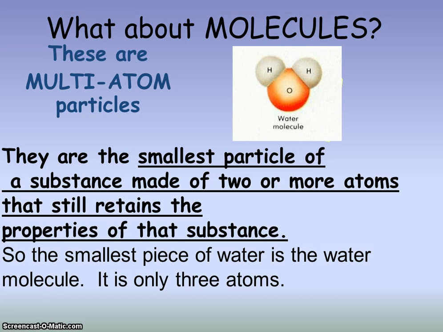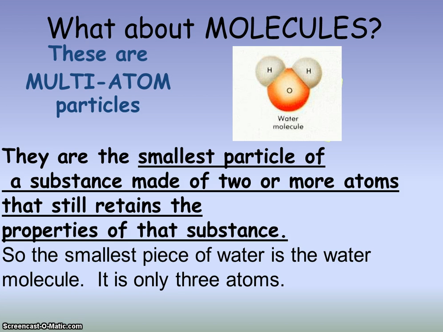So when you're talking about different substances, maybe we're talking about water, maybe we're talking about salt, maybe anything, a molecule is the smallest particle of any substance that's made up of 2 or more atoms. So a substance that's not made up of 2 or more atoms must be made up of only one atom, which is an atom. It's the smallest particle there is, right? But a molecule is the smallest piece of a multi-atom thing that still is that thing. So the smallest piece of water is the water molecule. Only has 3 atoms, but it's still the smallest piece of water that still is water.